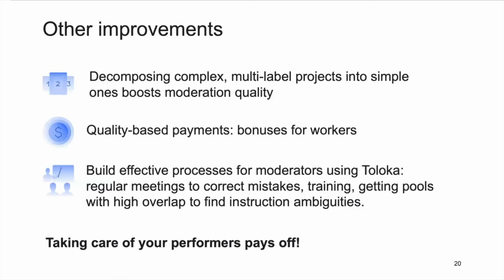Other improvements that we found useful, as was mentioned before, is that when you have a really complex task, what you can see on a regular basis is the quality of the complex task is much worse than the quality of the simple task. And it's not just about instructions. Sometimes it's just about the number of labels. And when you decompose tasks to more simple ones, you usually get a quality boost.